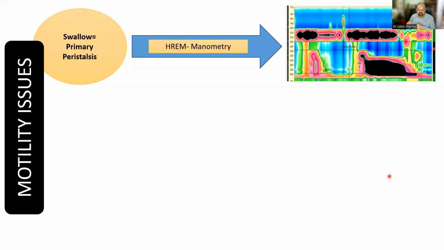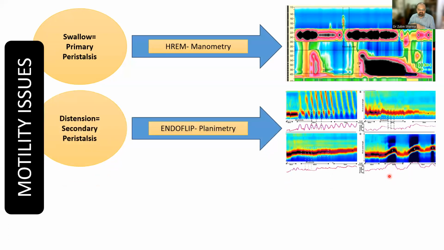Now, just a brief touch on which test to do for different kinds of peristalsis. Primary peristalsis is basically dependent on a swallow, and to check that, you should do a high resolution esophageal manometry. When talking of secondary peristalsis, which is induced by distension, there is something called EndoFLIP, which is now available. Again, this is a new kind of test, new for Southeast Asia or East Asia, but it has actually been there in Europe and the US for some time.